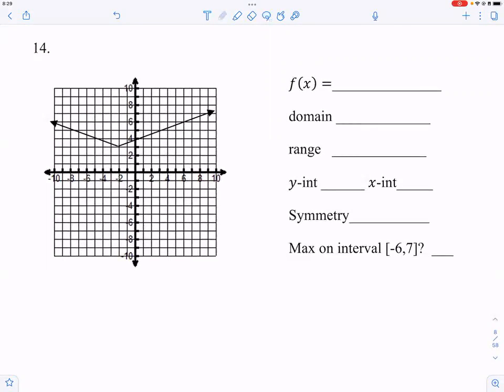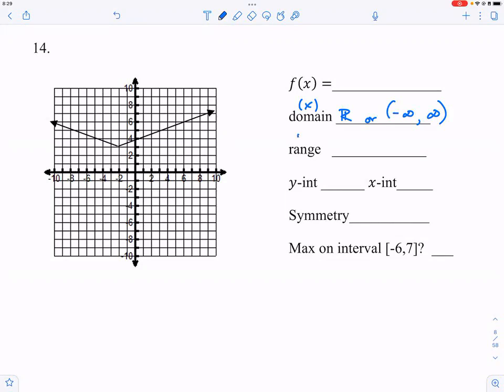Let's look at the domain. Domain is again about the x values. So the domain here would be all real numbers, or in terms of interval notation, you may see something like this: from negative infinity to infinity. So that's a domain from negative infinity to infinity.